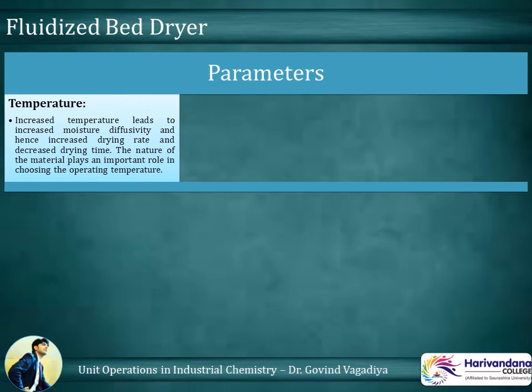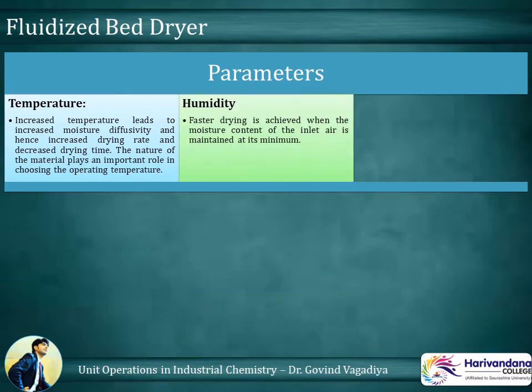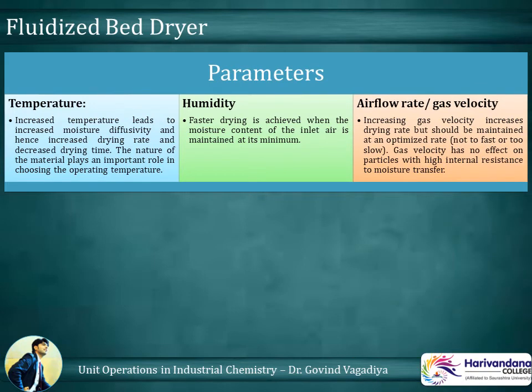Second parameter is humidity. Faster drying is achieved when the moisture content of the inlet air is maintained at its minimum. Another parameter affecting rate of drying is airflow rate or gas velocity. Increasing gas velocity increases drying rate, but should be maintained at an optimized rate, not too fast or too slow. Gas velocity has no effect on particles with high internal resistance to moisture transfer.